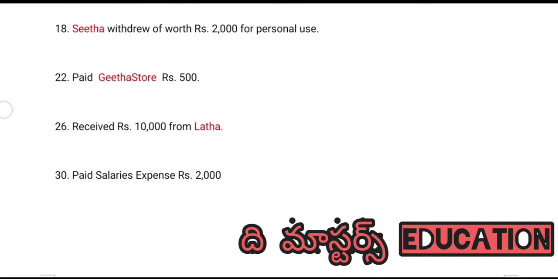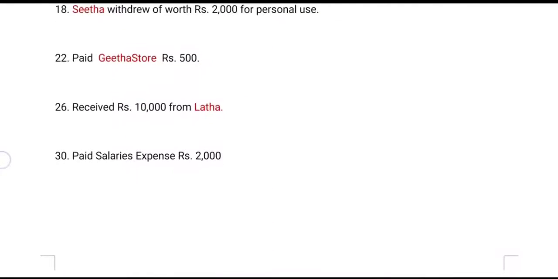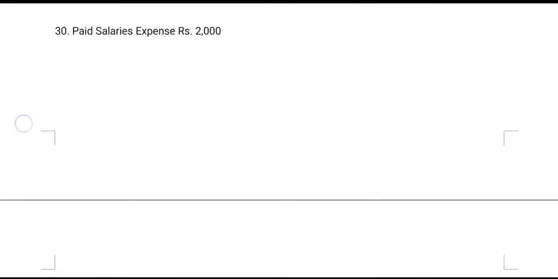Then on the 18th, Sita withdrew 2,000 for personal use. Here the owner withdrew the amount from the bank for personal use. Then on the 22nd, paid Gita stores 500 rupees. Then on the 26th, received amount from Lata 30,000. On the 30th, paid salaries expenses 2,000.